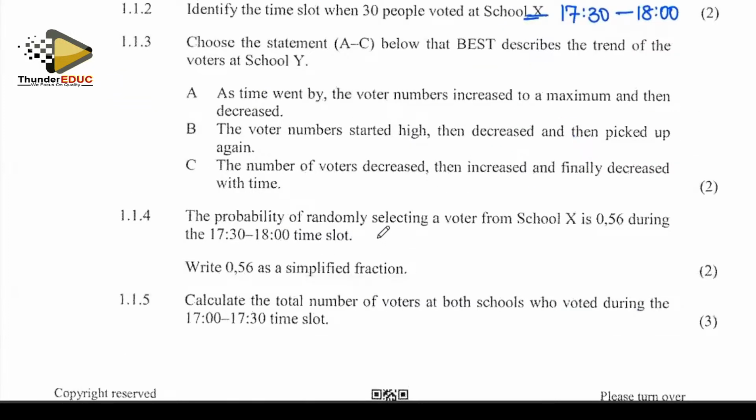Okay, we come here and we say, as time went by, the voters increased and then decreased. No, this is not workable. It does not work out. The voter number started high, then decreased, then picked up again. Okay, this is at least. The number of voters decreased, then increased, and finally decreased. This is the best answer.